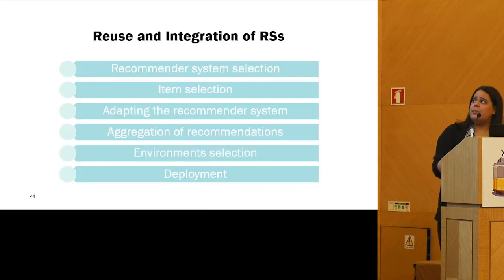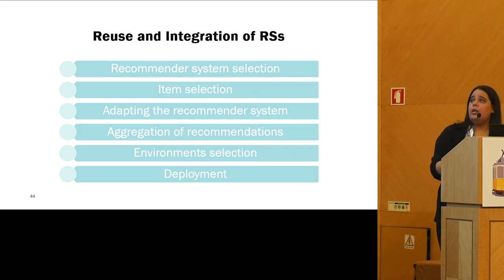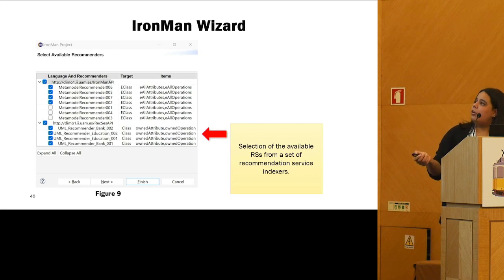So I'm going to show a simple example of how to use IronMan. In this case, we're going to showcase a little bit of how to integrate two different recommender systems for two different notations and different tools. The first step is the recommendation system selection. Here we have two recommendation services already indexed. After we index them, all this information is collected through the features endpoint that has all the metadata. And here we select which recommender systems we want to use for this case.